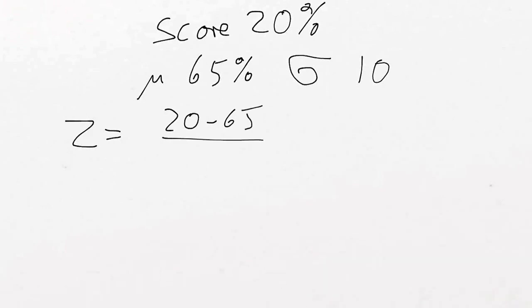So 20 minus 65 divided by 10 gives you minus 4.5. So this student is 4 standard deviations lower than the class mean. It's probably a case for intervention. Does that make sense?